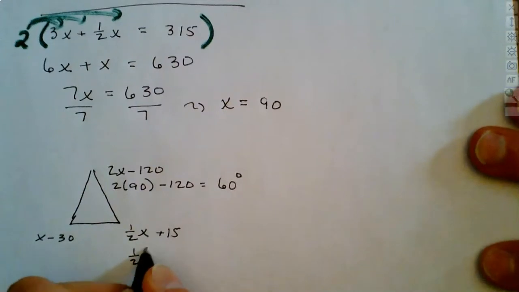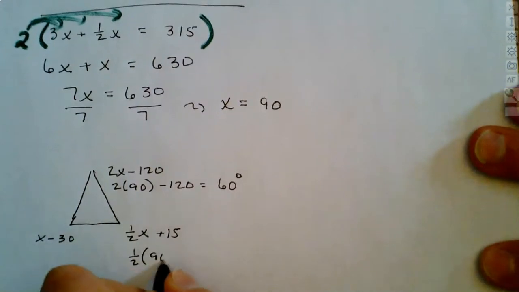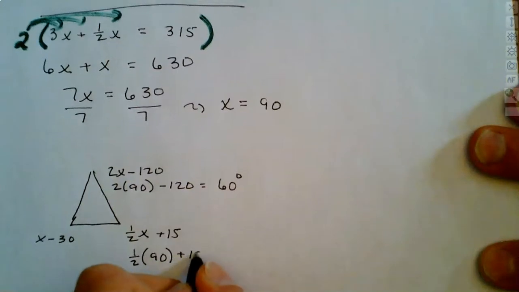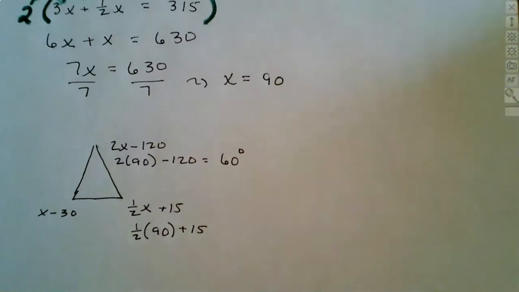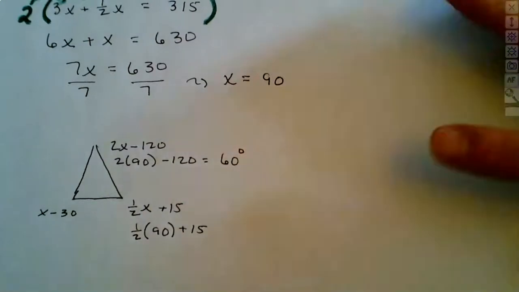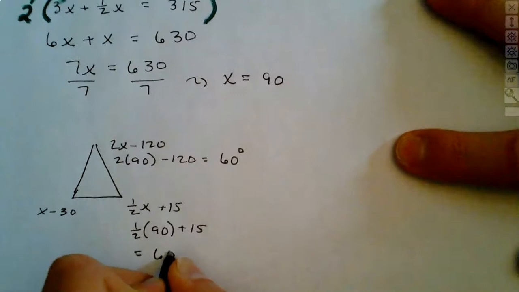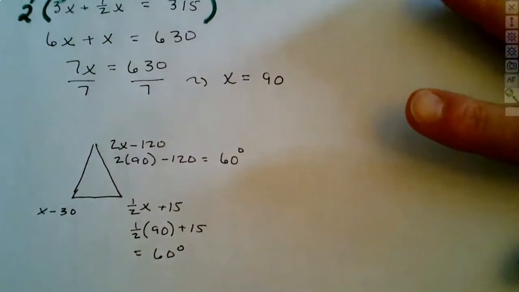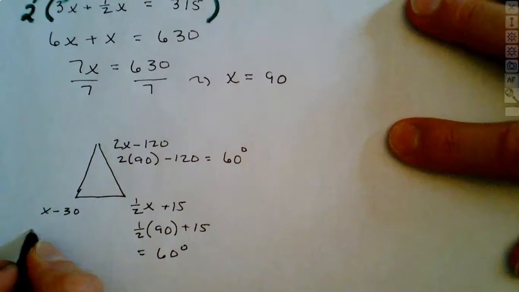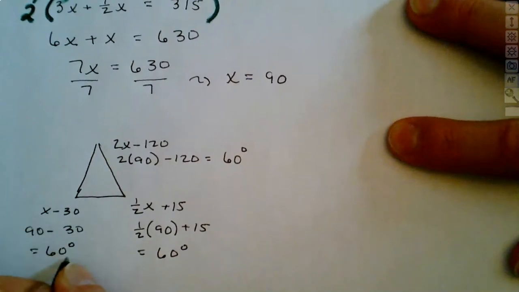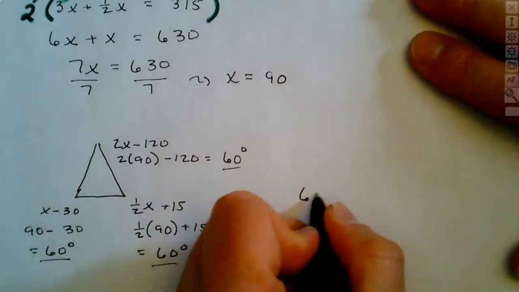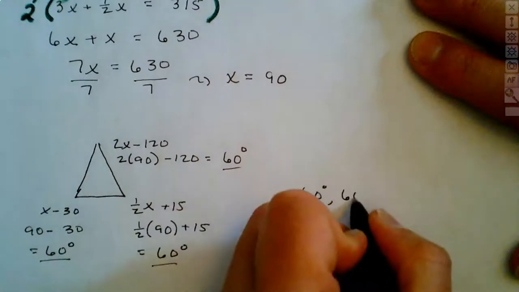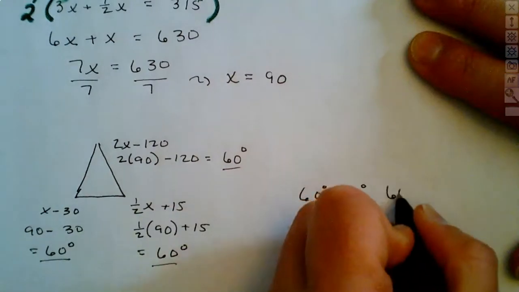Next, we've got 1/2 times 90 plus 15. Well, half of 90 is 45, and 45 plus 15 gives you then 60 degrees as well. And the last one is 90 minus 30, which that is also 60 degrees. So what are our answers? Our answers are 60 degrees, 60 degrees, and 60 degrees.